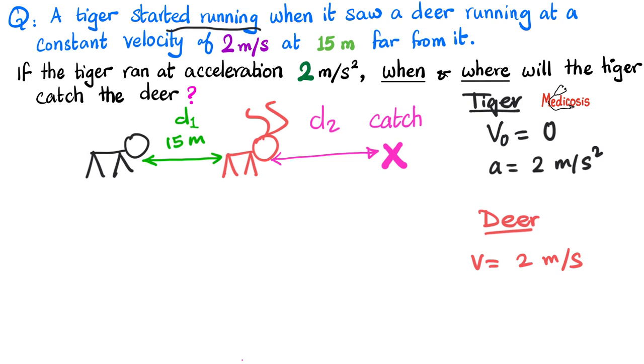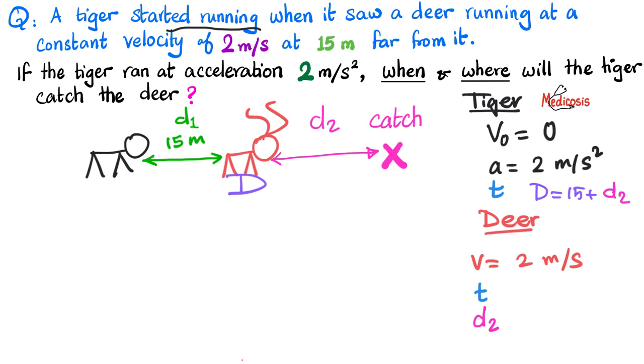So here's an important fact. The time that it takes the tiger to reach this point is the same time that it takes the deer to reach that point. T for the tiger is the same as T for the deer. So let's write a T here and a T there. Now, what is the distance that the deer will run? Only D2. And what's the distance that the tiger will run? D1 plus D2. Let's call D1 plus D2 something different. Let's call this big D, uppercase D. And we know that this uppercase D equals 15 plus D2.